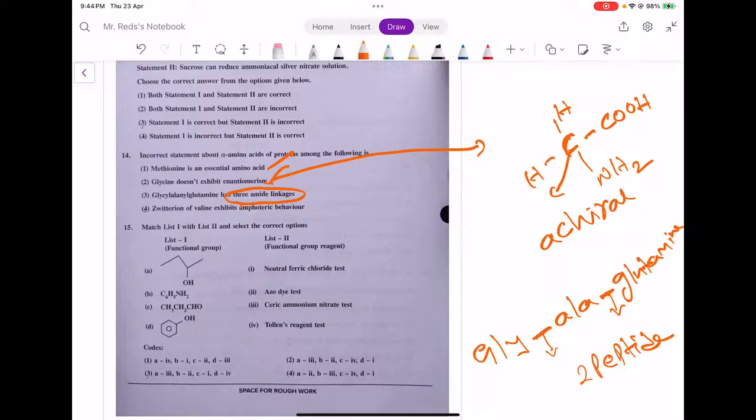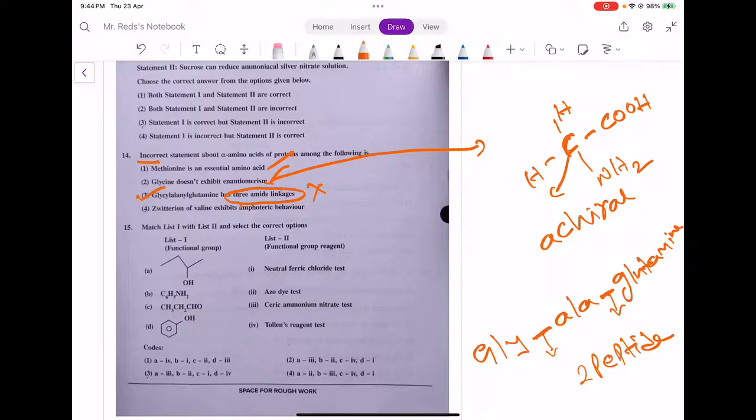The peptide linkages are amide linkages. An amide linkage is a bond between an NH2 group and a carboxylic acid group. From the carboxylic acid group OH minus, and from the amine group H plus, goes out as a water molecule to form a peptide bond or amide bond. 2 amide bonds are present, but 3 amide bonds are given. This statement is wrong. So the incorrect statement, the answer, is 3.